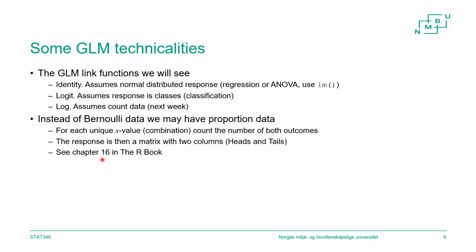And if you want to read more about this, you can see it in chapter 16 of the R book. But we will not pursue this here. And I have to say, the results you get, whether you do it the way we do it here now, or if you do this proportion, the results you get are exactly the same in terms of fitted values, regression coefficients, p-values, etc.